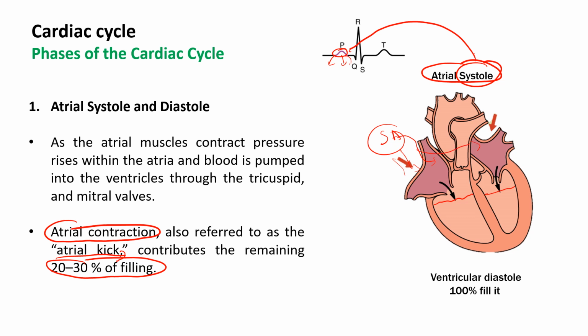Remember, the AV node is taking a pause, so the action potential is not reaching the ventricle. That's why the ventricles are still in diastole, and that's why it's important, that pause. And so yeah, that's what that means. Atrial systole. That's why it's important that both atria contract right at the end to completely fill the ventricles with blood, 100%.